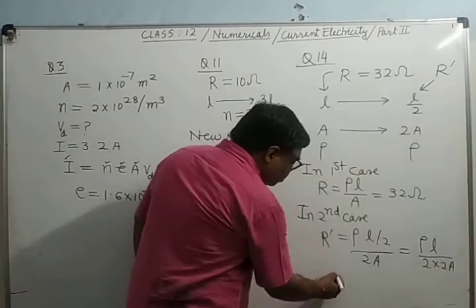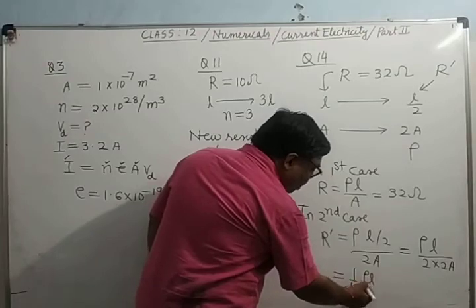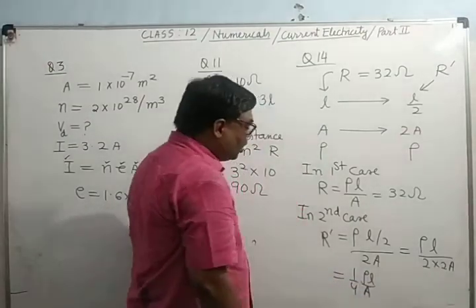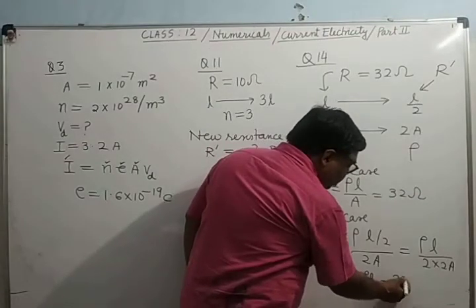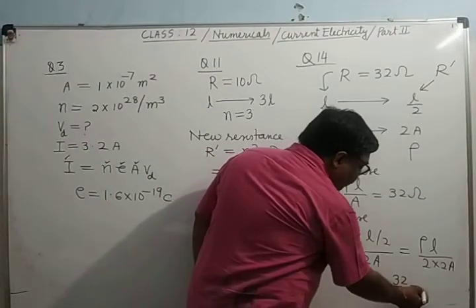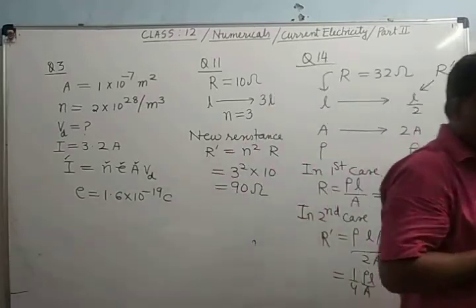When simplified, rho into L, 2 into 2A, that equals 1 upon 4 into rho L upon A. What is rho L upon A? That you have already found. It is 32. So 32 upon 4 equals 8 ohm. It will be equal to 8 ohm.